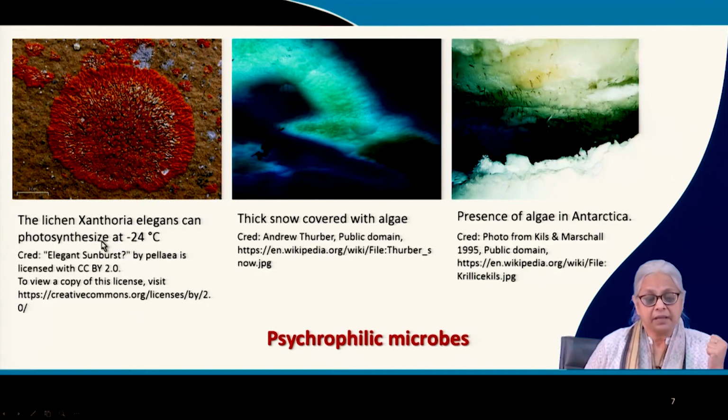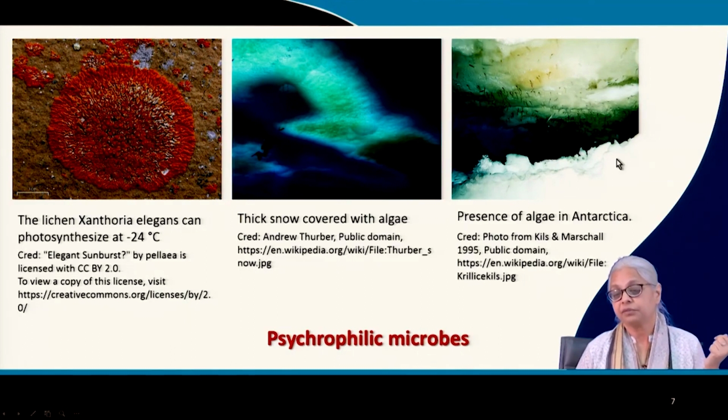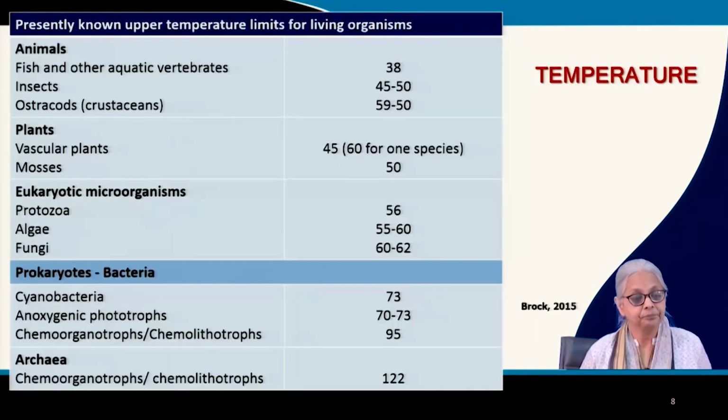Here we see lichen. You know that lichen is a mutualistic relationship between algae and fungi, and this is a photosynthetic lichen which is growing at -24 degrees centigrade. This is thick snow which is covered with algae. So it's not just bacteria that can be psychrophilic. You can have algae growing in Arctic as well as Antarctic regions. And this is another graphic that shows you algae in Antarctic regions.